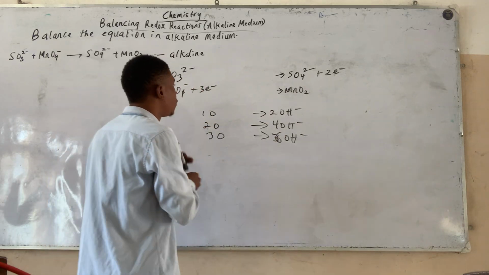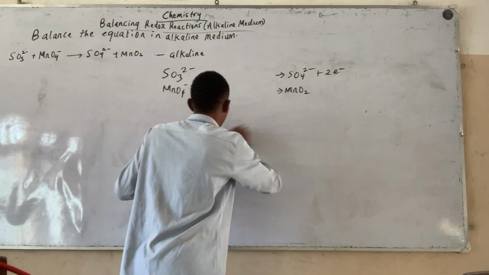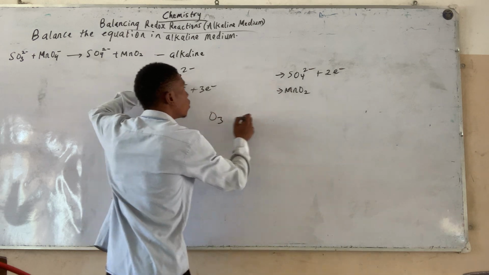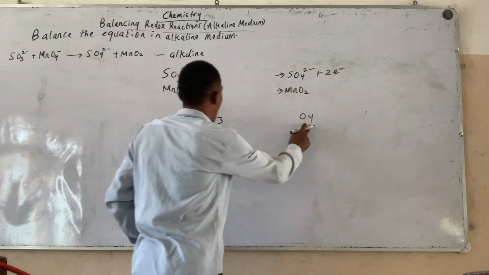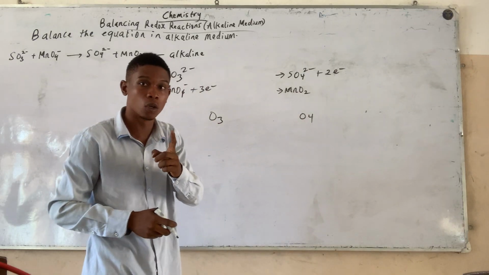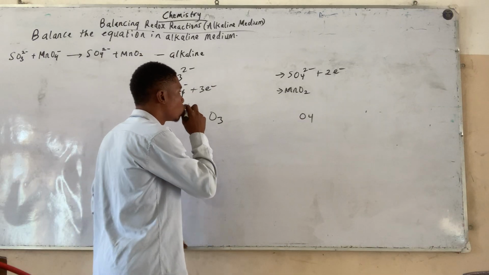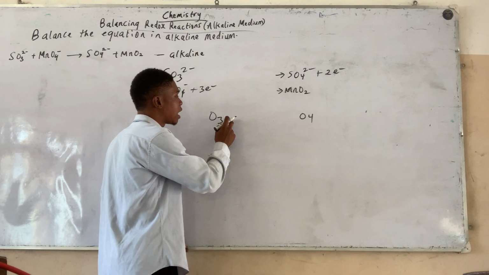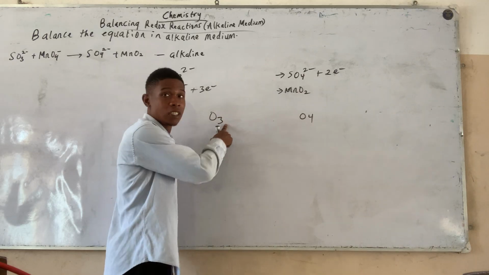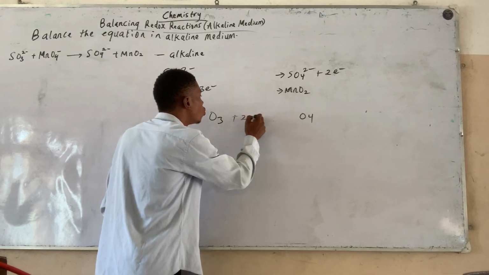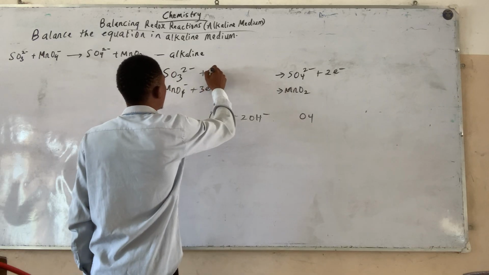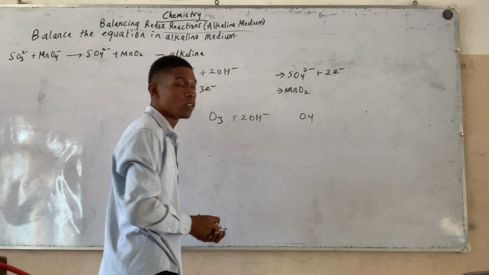Alright, if we look at SO3, we have O3 here, we have O4 here. 4 minus 3 gives us 1. The difference between this and this is just 1 oxygen atom. Now, for us to balance, we are balancing the side with the lower number. Now, we need 1 oxygen atom. So we are adding 2 OH minus on this side.